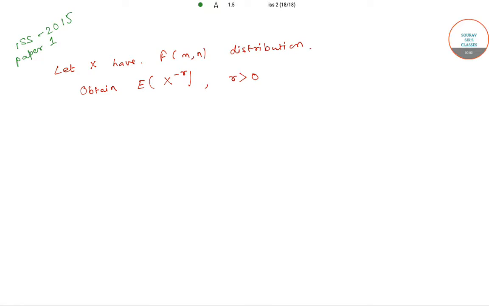In this video, I will be solving a question from ISS 2015 paper 1. Here we have a random variable x which follows F(m, n) distribution where m and n are degrees of freedom. So we have an x which follows F distribution with parameters m and n. We have to obtain the expectation of x raised to the power minus r.